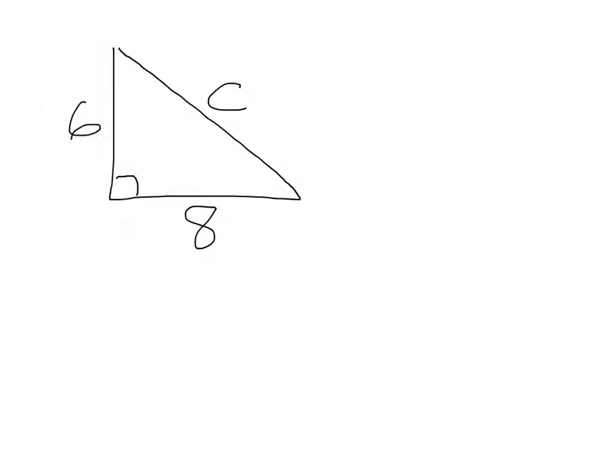How big is the hypotenuse? How long is the hypotenuse? I want you to pause the recording and see if you could figure this out. If you did this correctly, you would have used the Pythagorean theorem and said 6 squared plus 8 squared equals c squared. The sum of the squares of the length of the legs equals the square of the hypotenuse.